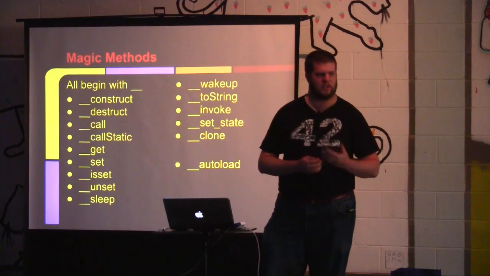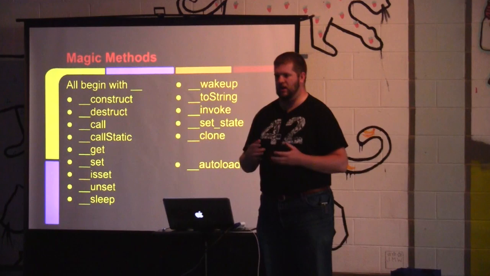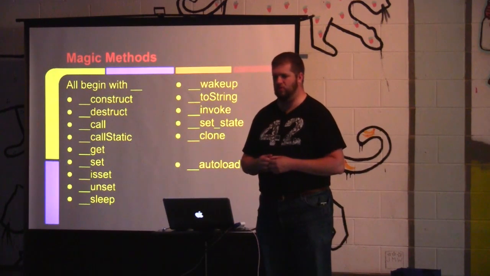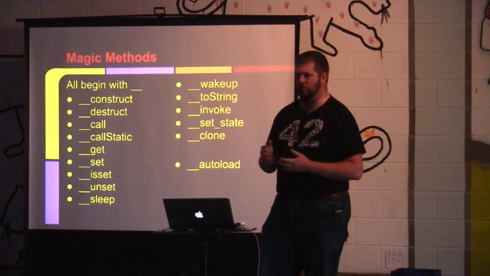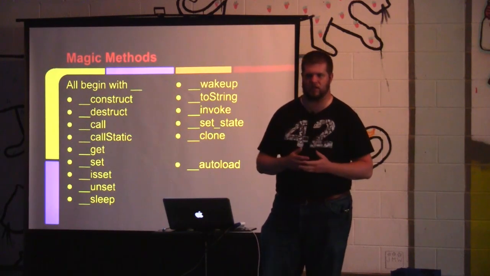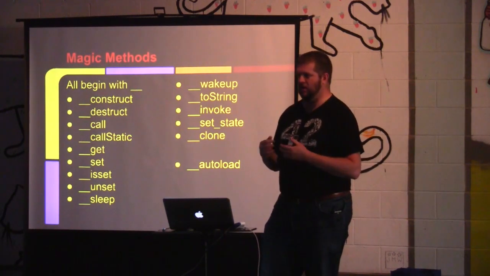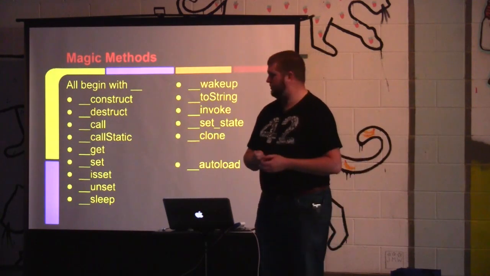So construct is going to be invoked whenever you call new on a class. It's the thing that's going to set up and initialize the values of your object. Destruct is the opposite of that. It's going to be run when the object is about to go out of scope or get deleted and garbage collected. So you can do things like shut down database connections or spit out an error log message or whatever you want.